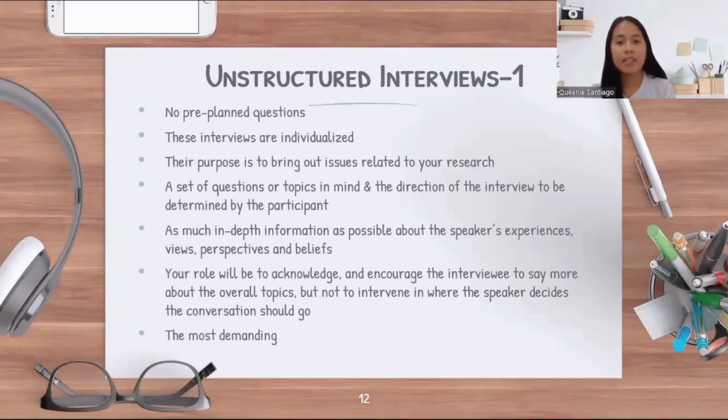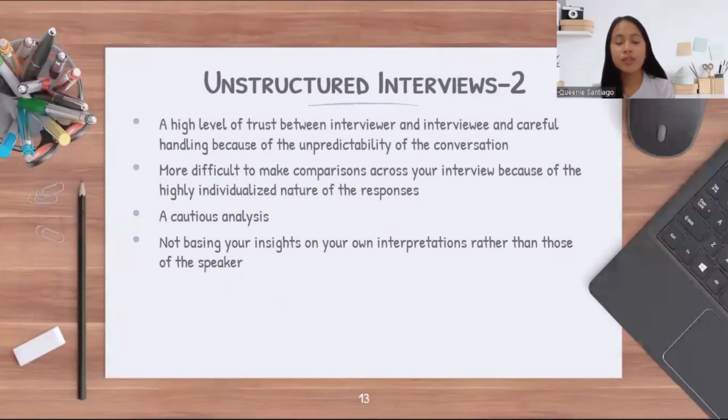This is the most demanding among them all. Unstructured interviews require a high level of trust between interviewee and interviewer, and careful handling because of the unpredictability of the conversation. It is more difficult to make comparisons across your interviews because of the highly individualized nature of the responses. It requires a cautious analysis, basing your insights on the words of the speaker rather than on your own interpretation.